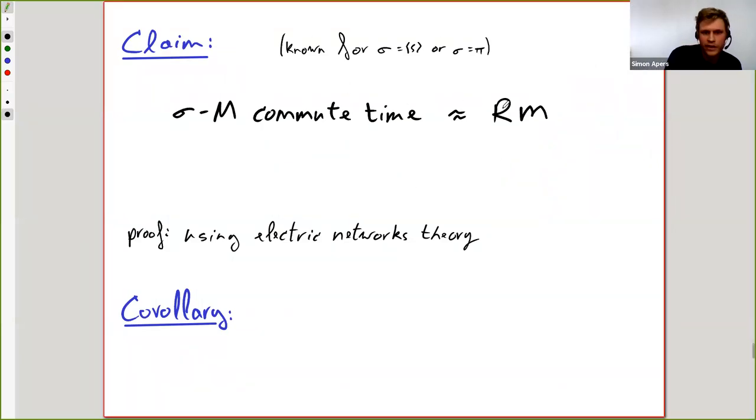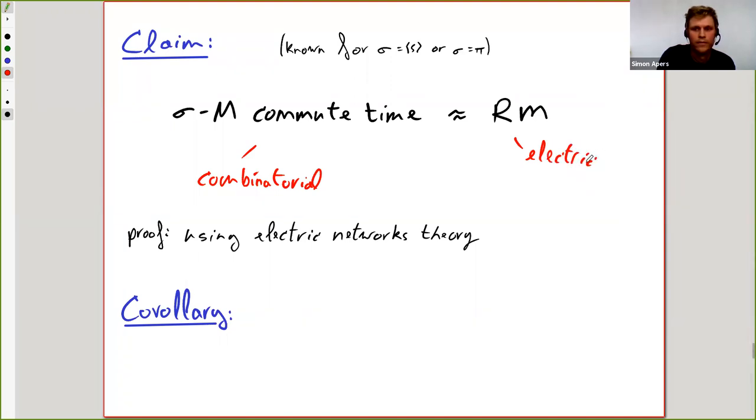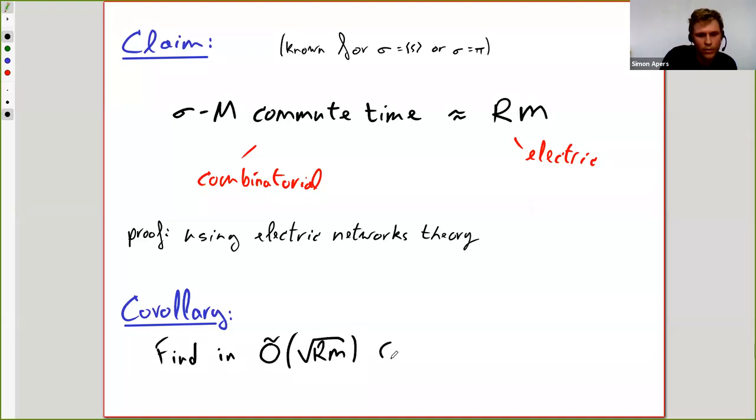We knew that this connection existed when sigma is a single node or the uniform distribution, but we extend this connection. It's not as clean and clear as in these special cases, but we can get the connection good enough. So basically what we're connecting here is a combinatorial quantity with this electric quantity. What we get as a corollary is that we can find a marked element in O tilde square root of Rm quantum walk steps. That's basically our improvement over these results by Belov's.